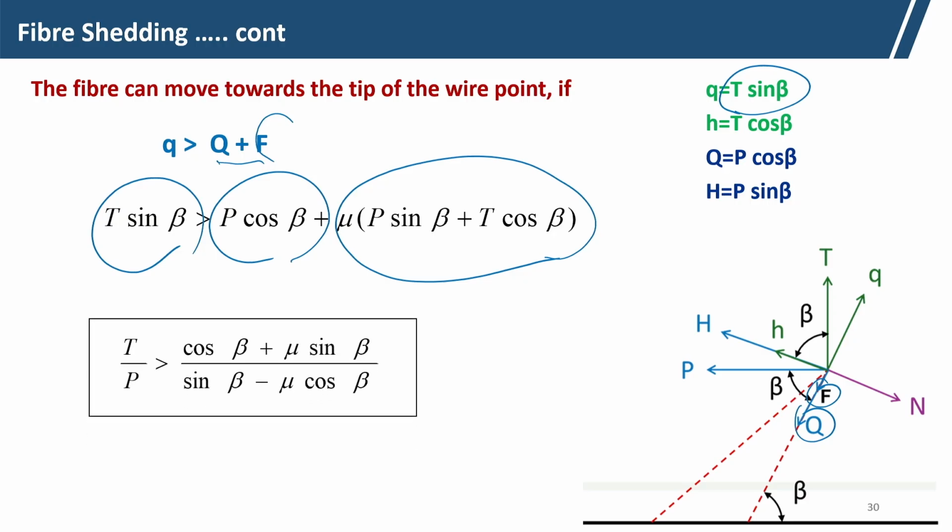So, if we just rearrange this equation, T by P is more than (cos beta plus mu sin beta) divided by (sin beta minus mu cos beta). So, this is the relationship for the fiber shedding. Okay. That means, higher T means higher fiber shedding.